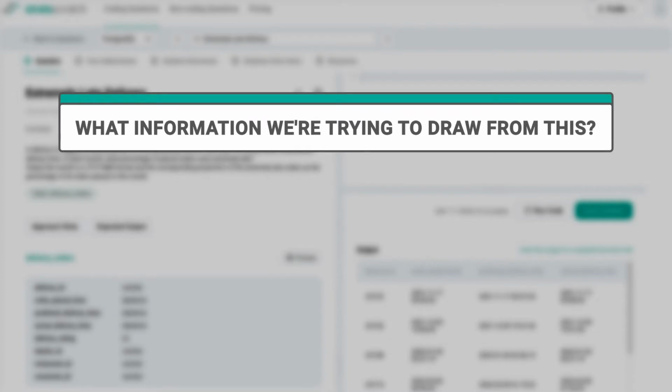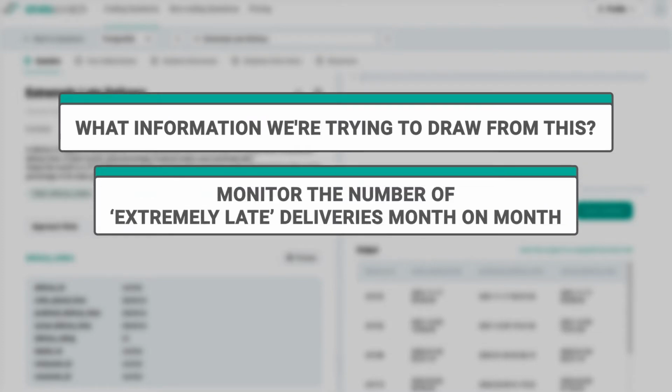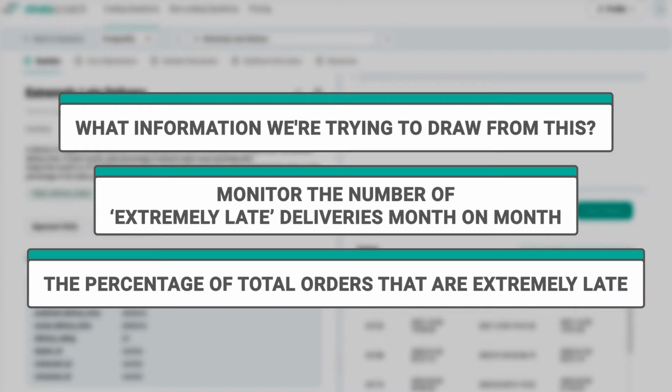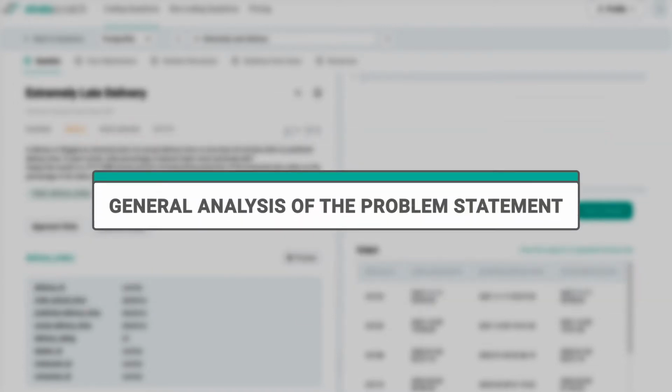Intuitively, we could monitor the absolute number of extremely late deliveries month on month. However, we can't look at this number alone. The total number of deliveries per month changes and fluctuates based on season, holidays, and due to general growth of the company. So a better metric to track is the percentage of total orders that are extremely late. So that's our general analysis of the problem statement.